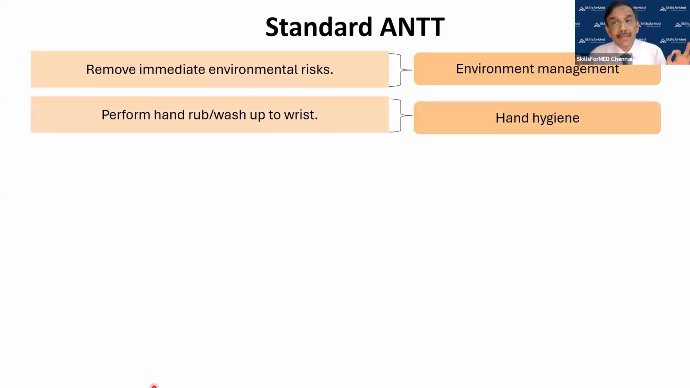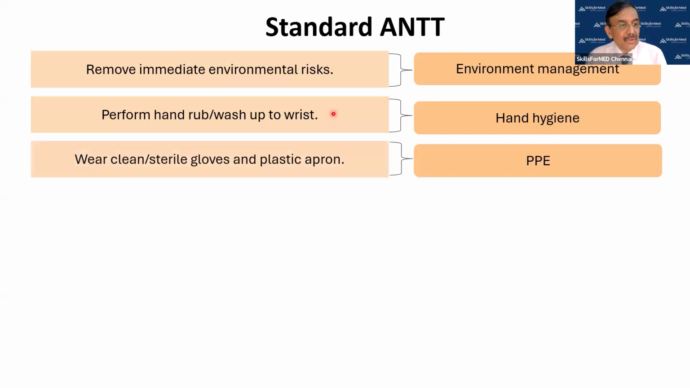Then you need to do a hand rub and hand wash up to the wrist. This is for clean procedures. This is where the confusion is. Clean procedures are putting an IV line, doing a wound dressing, and all those things. Whereas a central line and urinary catheter are sterile procedures. Therefore, your hand rub or hand wash should be up to the elbow, just like you do in the theater. Okay, please mark this difference. For central line and urinary catheter, your scrubbing should be up to the elbow, not up to the wrist.